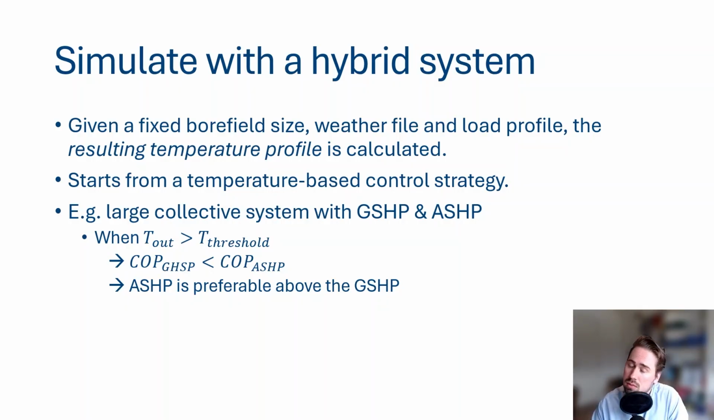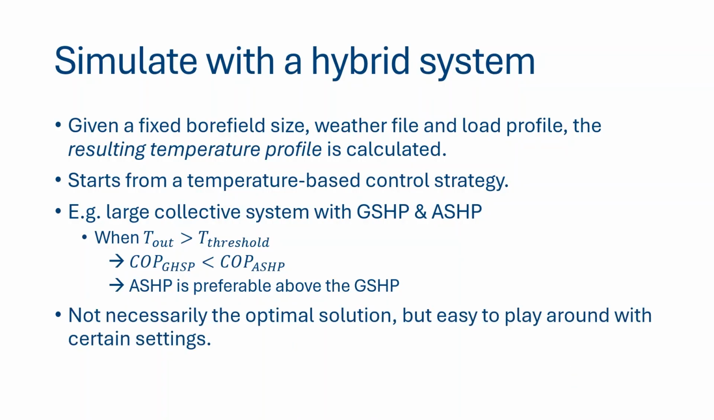So what you do is you enter the power of the air source heat pump, you enter the threshold, the system will calculate, based on a weather file, that at these times the air source heat pump will be the preferred way of heating the building, and the other load is put onto the bore field. Now, that's one example. There are more, but important to know is that it's not necessarily the optimal solution you find. It's not an optimization. You're entering criteria and control strategies yourself, but it's really easy to play around with certain settings, certain thresholds, and see how your system should be adapted to cope with this type of control strategy.